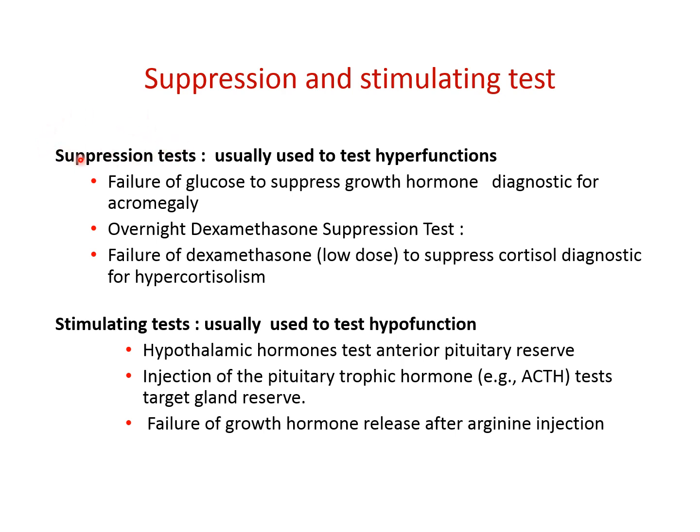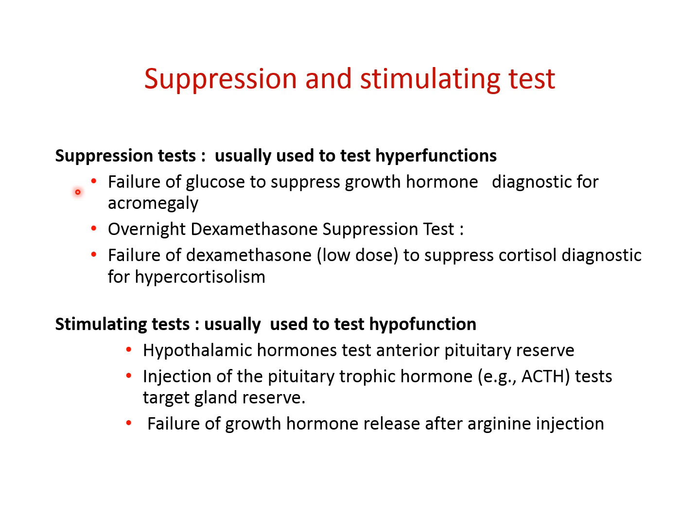Suppression tests, these are usually used if you have a hyperfunction of the gland, where there is excess release of a specific hormone. You want to do something to suppress or to stop the release of that hormone. For example, if you do a glucose tolerance test, you give glucose to the patient and measure the levels of growth hormone, and they don't stop the release of growth hormone.